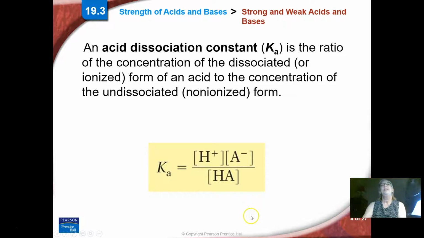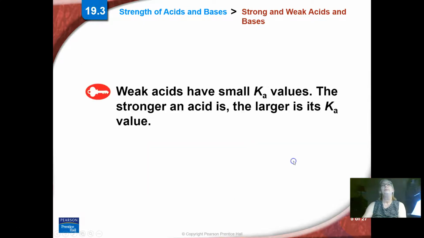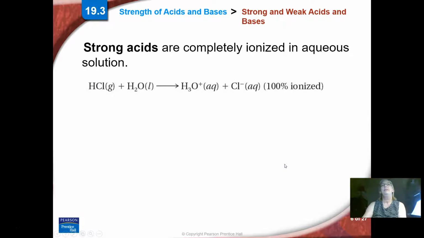So here's how we do the math of it. We take the molarity of the dissociated H+, its anion from the molecule, and then the molecule itself, and we're going to figure out the math of that. Remember, brackets mean molarity. Weak acids have a really small Ka, and strong acids have a big Ka value. So strong acids completely dissociate and ionize. HCl will totally break into pieces, form this and this. 100% of it will change from here to here, strong acids.